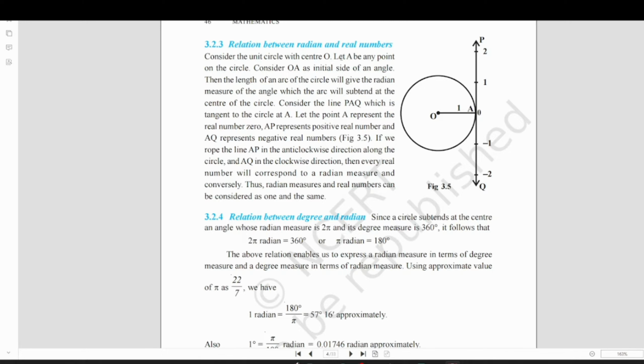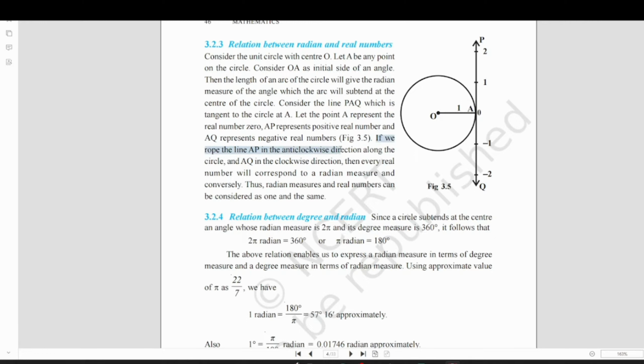Consider a unit circle with center O. Let A be a point on the circle. OA is the initial side of the angle. Consider PAQ, which is the tangent to the circle at A. So this is a circle with center O, and this is a tangent at point A. The line PAQ, which touches the circle at point A, represents real number 0. So this is 0, this is 1, this is 2, this is -1, and this is -2.